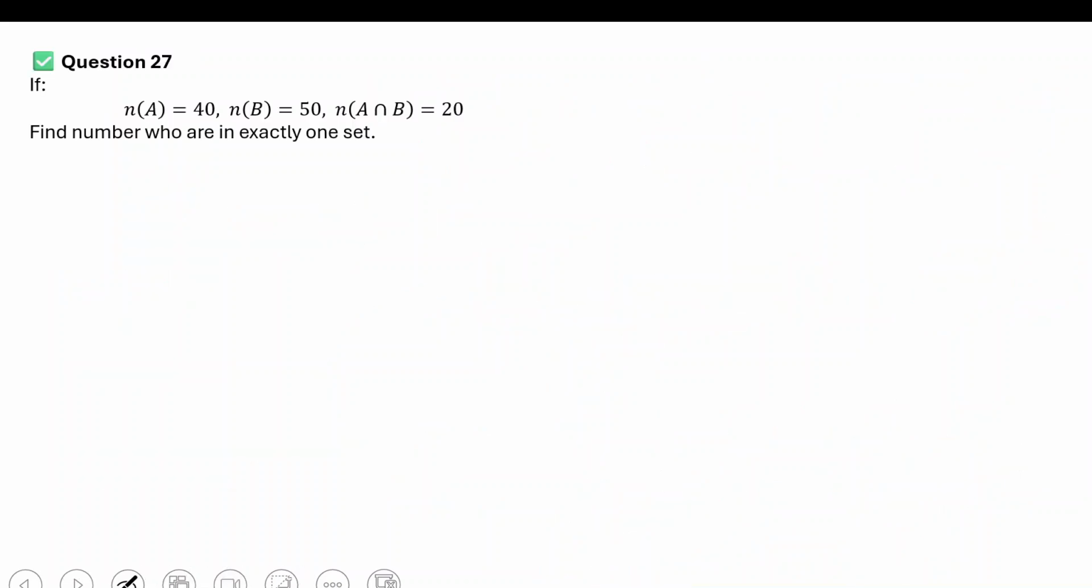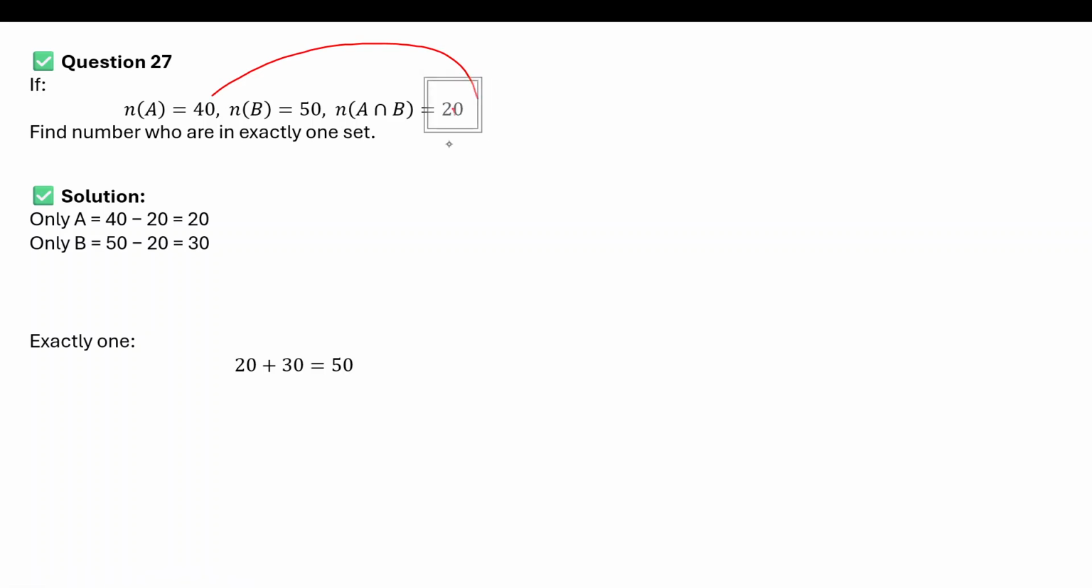Question 27 says the number of A is 40, the number of B is 50, and the number of A intersect B is 20. Find the number who are in exactly one set. Again, you remove the intersection from each of A and B and add up. So remove 20 from 40, and 20 from 50. The first difference gives me 20, the second gives me 30. If you add the two of them, I get 50.